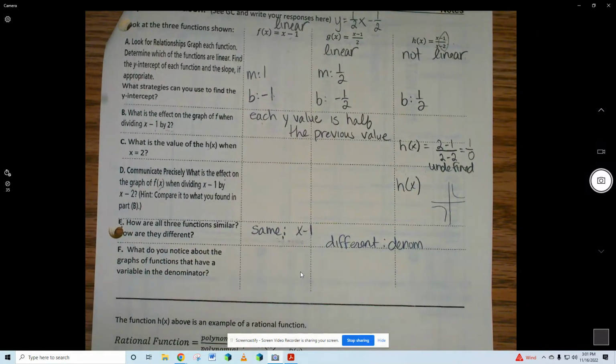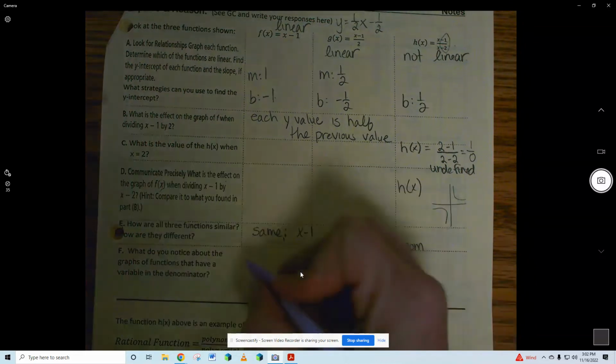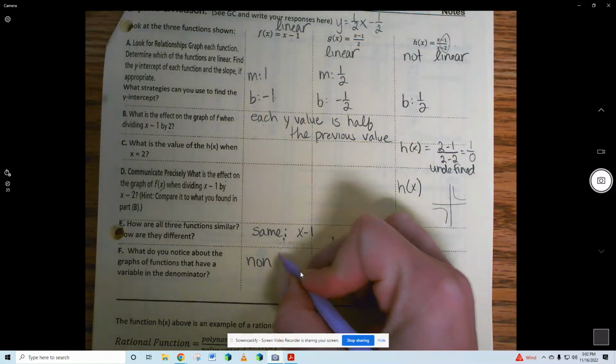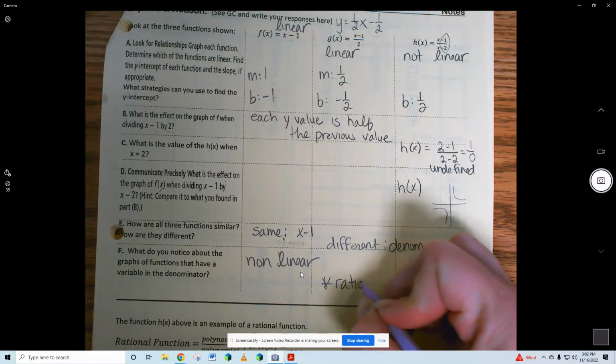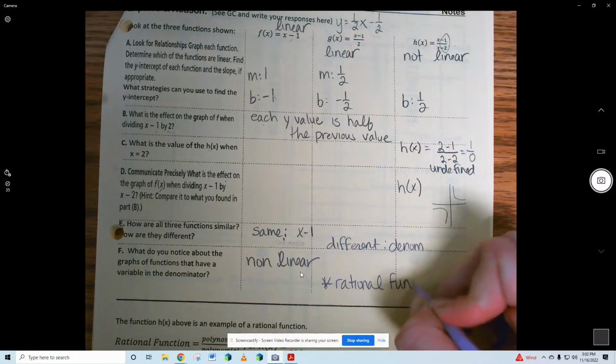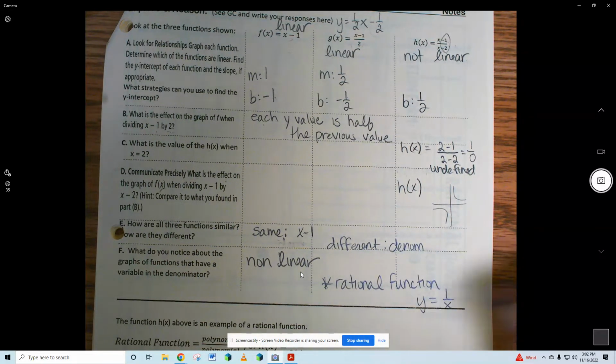Part F. What happens? What do you notice about graphs that have a variable in the denominator? What happens when I put an x in the denominator? Curves, nonlinear, different. They get asymptotes, and they're nonlinear. We call that a rational function, the parent function being y equals 1 over x.